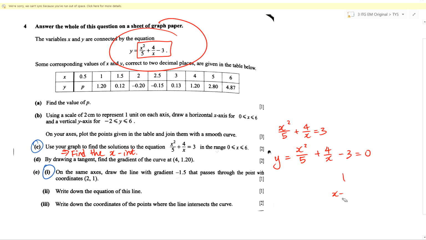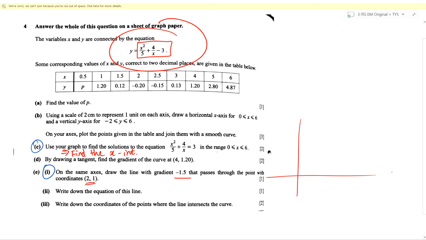In part E 1, you're asked to draw a line with a gradient of negative 1.5 passing through this set of coordinates. Okay, so coordinate of x equals to 2 and 1 over here. A line with a gradient negative 1.5, so it will be sloping downwards. There are a few ways we can do this, one of which is to set a value of x and to find its corresponding value of y.